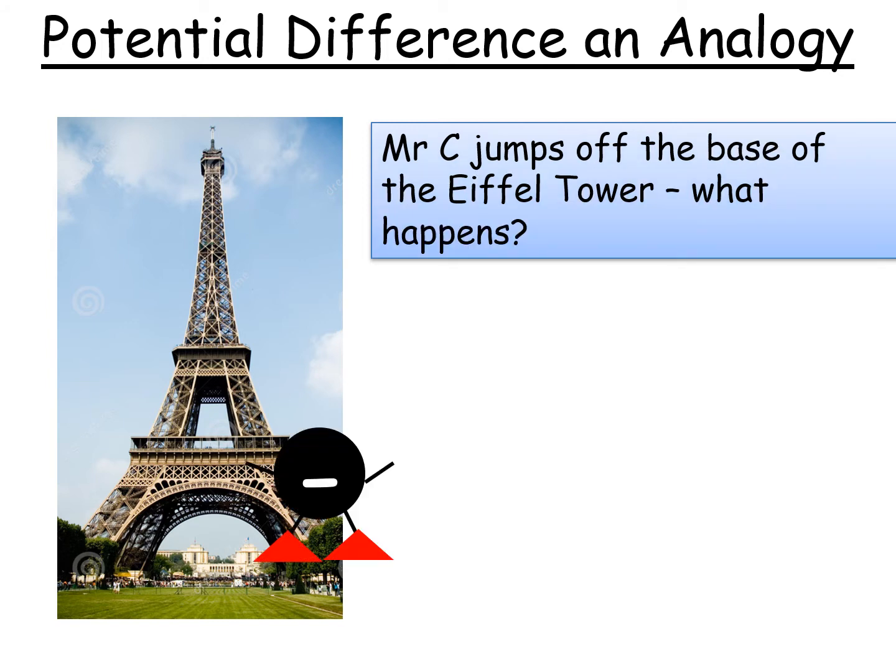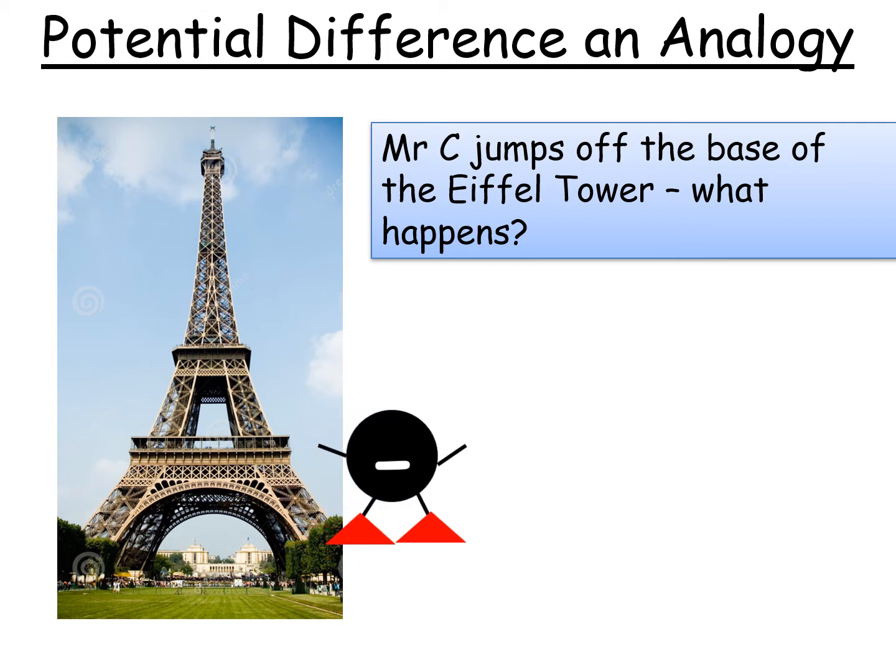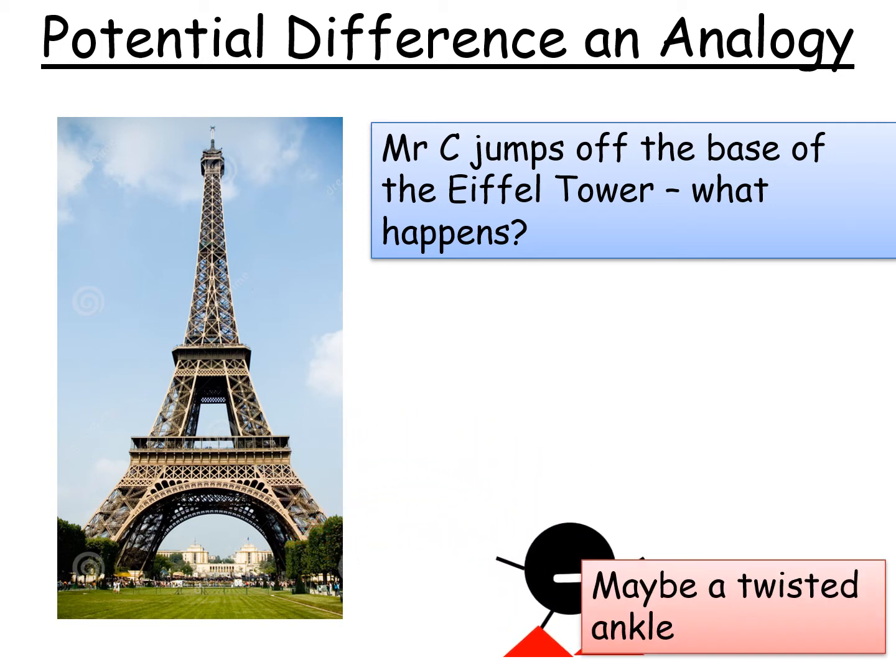What happens if Mr. C jumps off the base of the Eiffel Tower? In this case, maybe a twisted ankle. So the key thing there is what determines whether Mr. C will meet an untimely death or twist his ankle? What is the key thing that determines if he's going to injure himself really badly or if he's going to die?